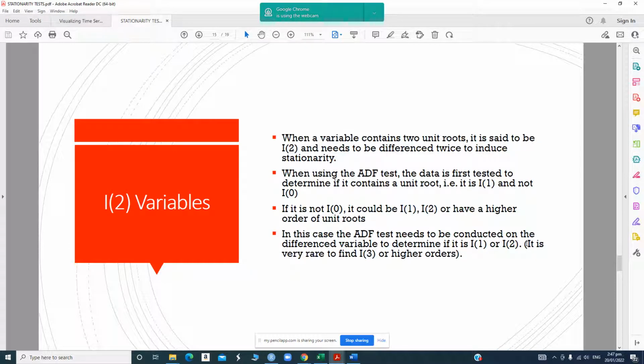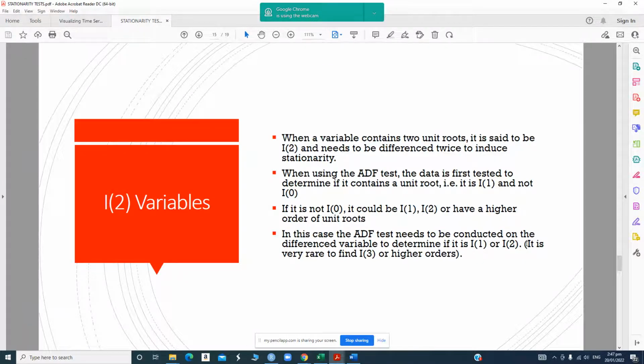So when a variable contains two unit roots, it is said to be I2. If it's one, then it is I1 and needs to be differenced. If it's two, then it needs to be differenced twice to induce stationarity.